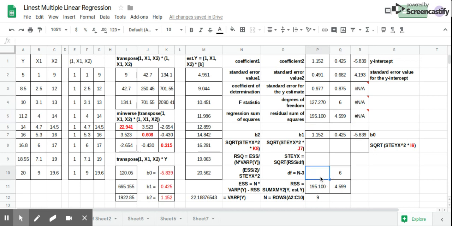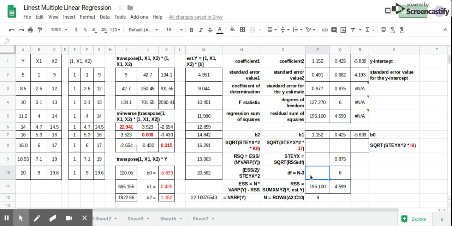Next, we calculate the F statistics, which is equal to ESS divided by 2, because there are two independent variables, divided by the standard error squared. We don't have that value yet, so we calculate the standard error of the estimate, which is equal to the square root of RSS divided by the degrees of freedom. So that's 0.875, which matches to this.